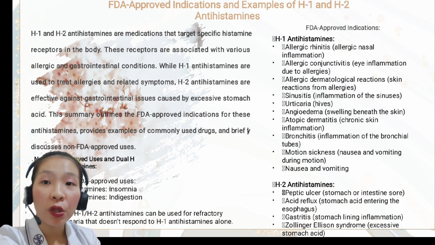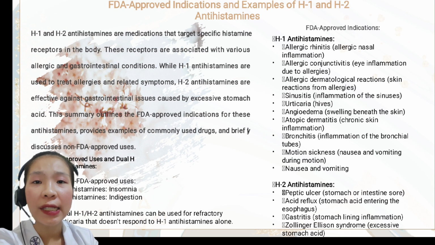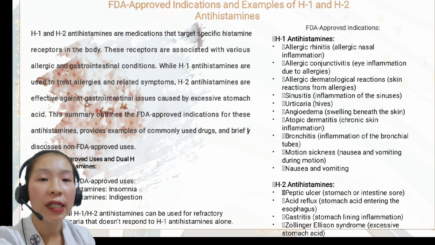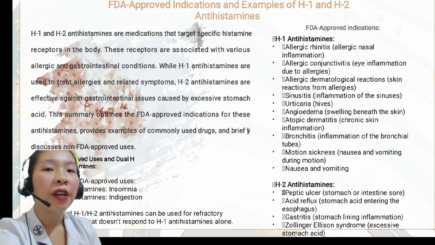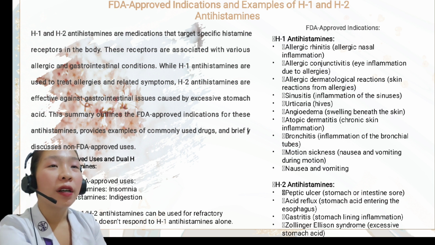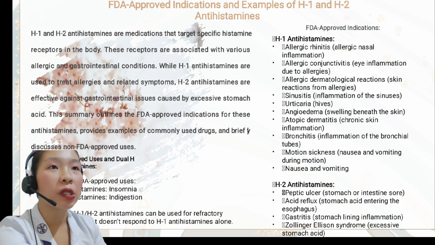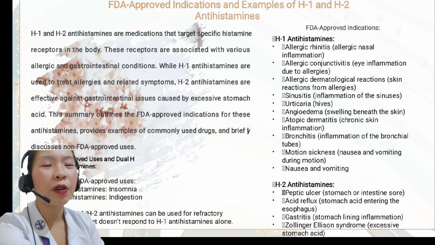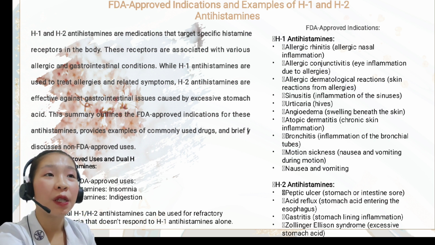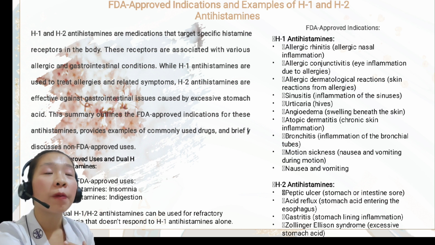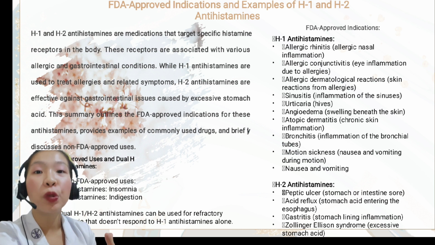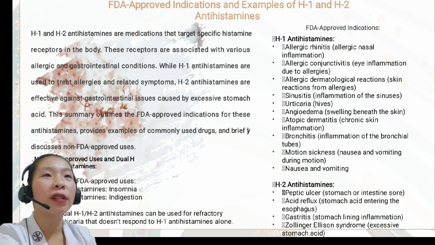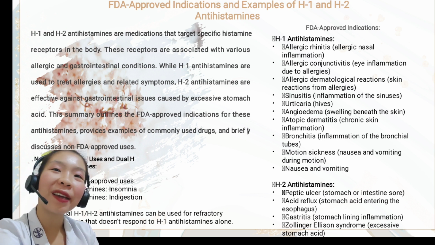Also we have here a follow-up information, which means that the dual H1 and H2 antihistamines can be used for refractory urticaria that doesn't respond to H1 antihistamines alone. So they have their corresponding reasons as to why. Refractory urticaria, I don't know if you're familiar with it, but these are hives that do not respond to standard treatment. So that's why we have to use the H1 and H2 antihistamines. So yes, and now let's have our next page.